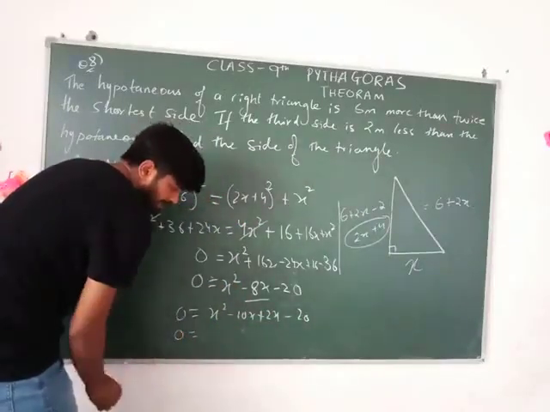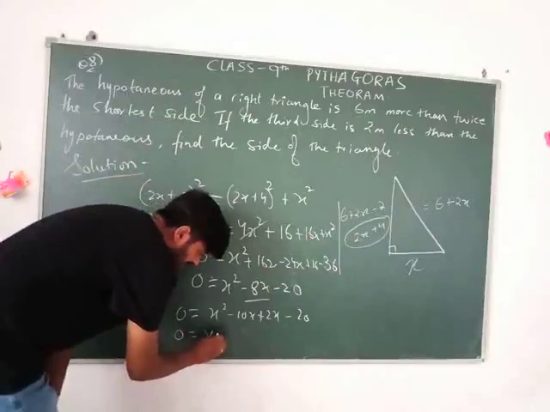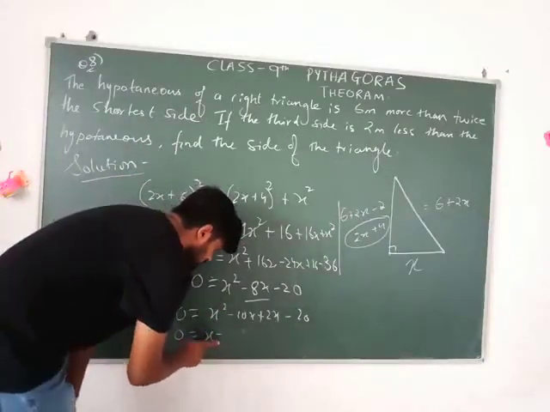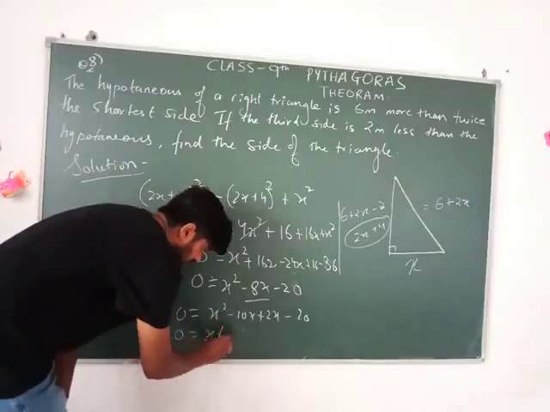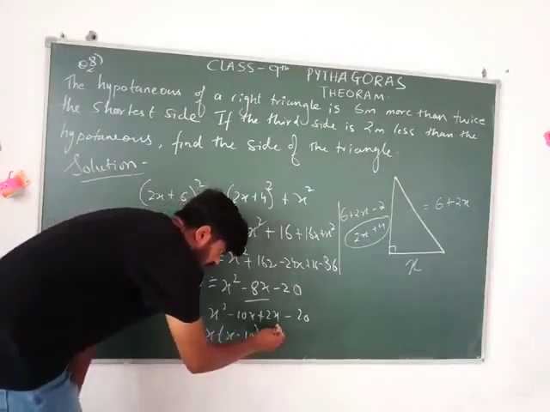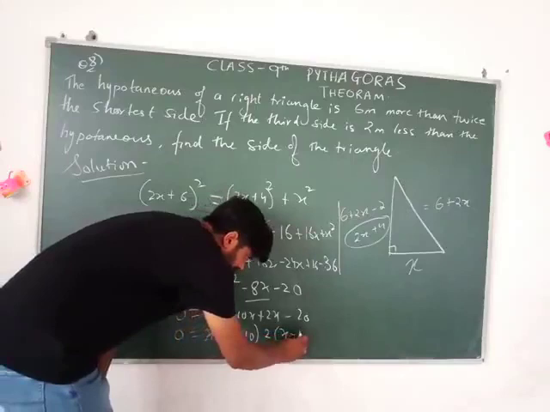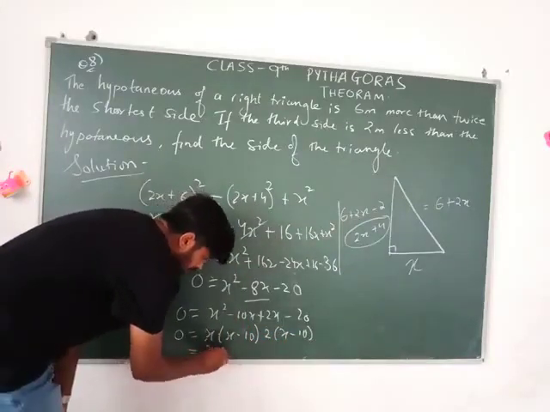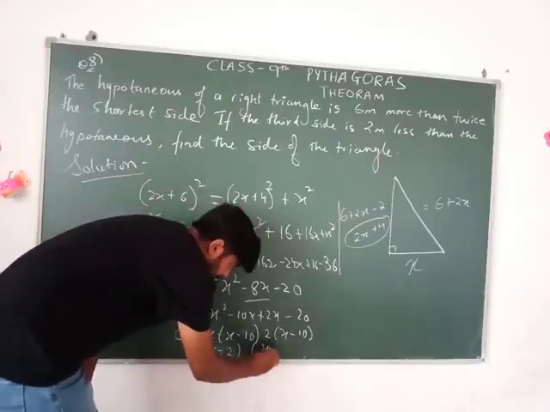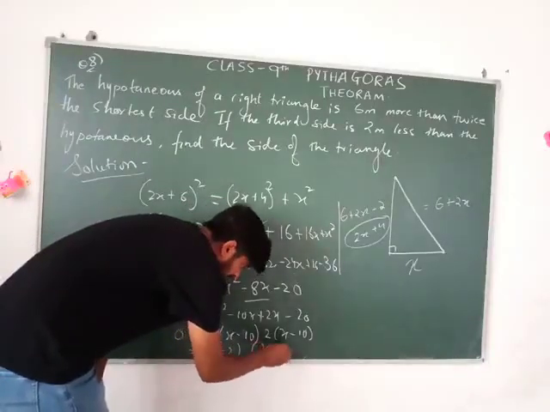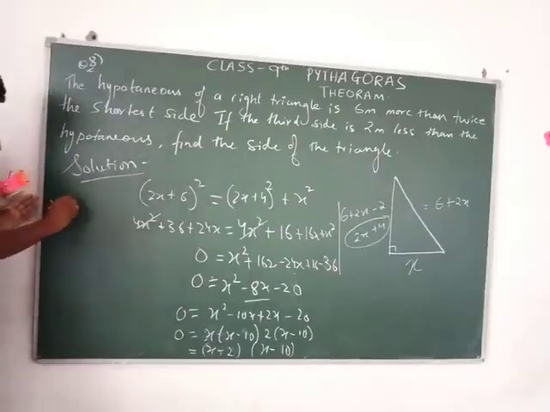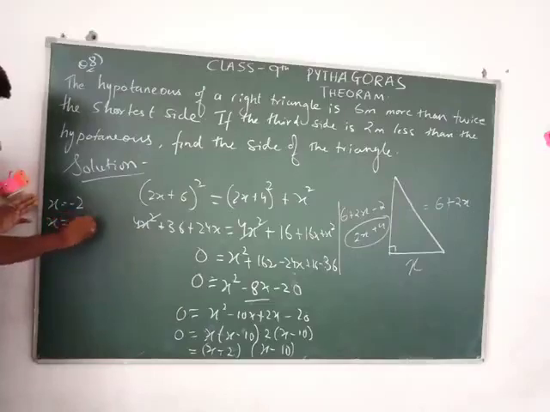So I'll get two brackets. One is x minus 10, so x is common out of here, so I'll take x, then x minus 10, and from here 2 will take x minus 10. So what are the two brackets I got? x plus 2 and x minus 10. So I'll get two values of x. x is equal to minus 2 and x is equal to 10.